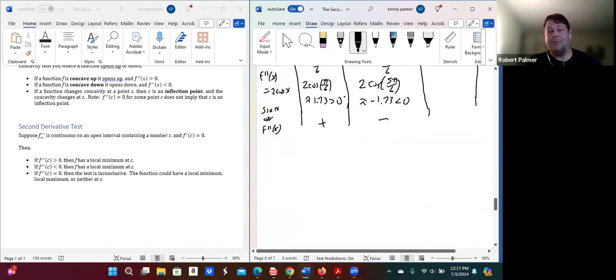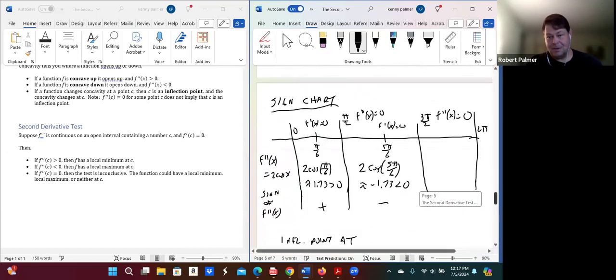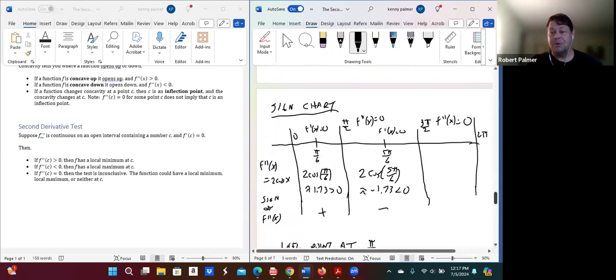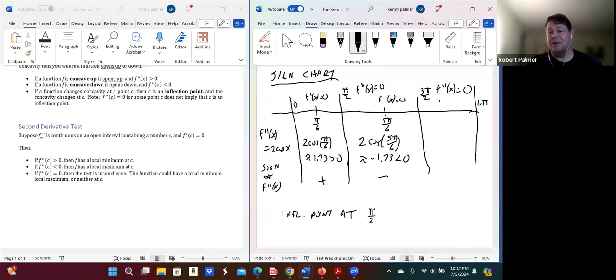Okay, now, what that tells us is concavity changes there. So we have an inflection point at pi over 2. You'll also probably have one at 3 pi over 2. You can check that on your own. Just plug in some value between 3 pi over 2 and 2 pi.